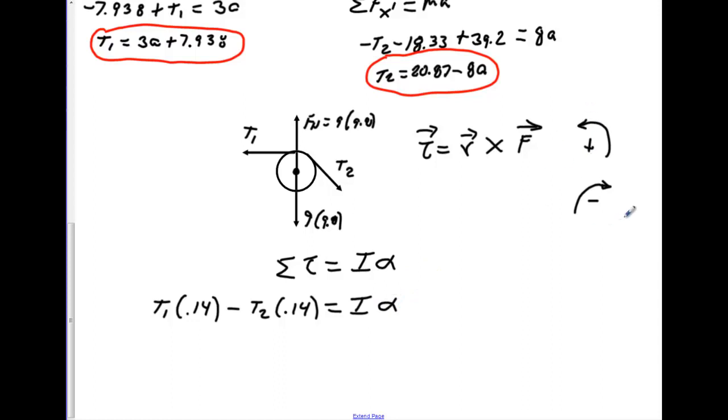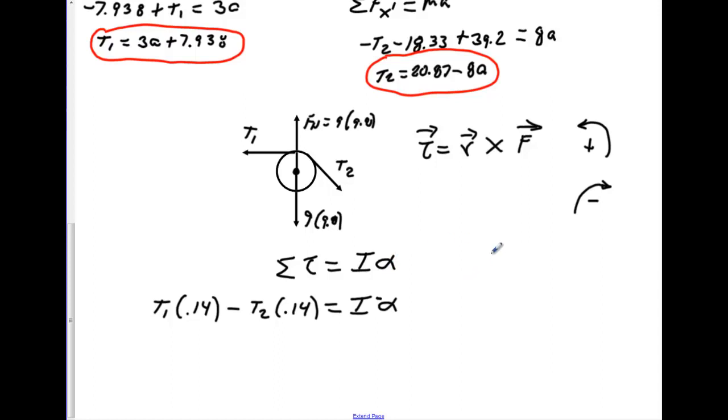Since I'm using this sign convention of anything that goes to the right or goes clockwise as being negative, I'm going to make my acceleration be negative too. And again, that's just for consistency. Alright, so now we can solve this problem.